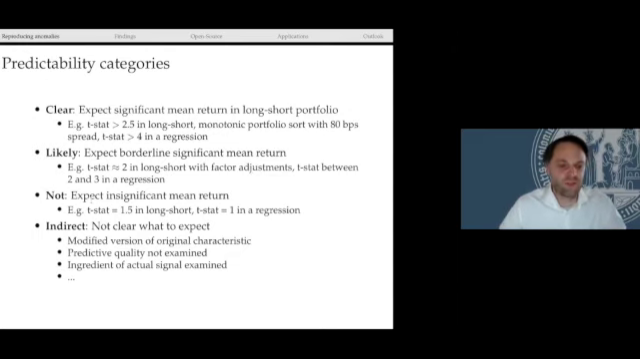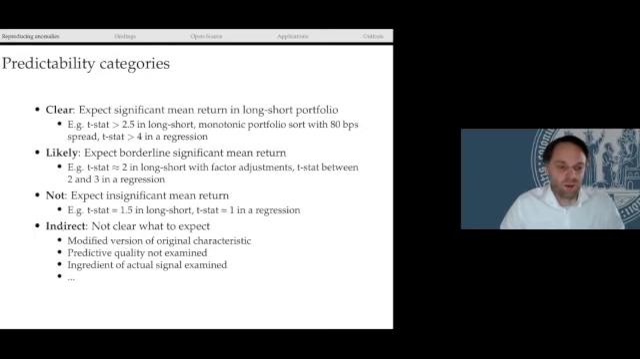Interestingly enough, there are also around a dozen predictors in the Hu Zhang paper where the original paper actually shows that this variable does not predict the return. So the t-stat is, say, 1.5 in a long short portfolio, and then in a regression is around 1. So the original paper here does not provide any evidence that this variable predicts returns.